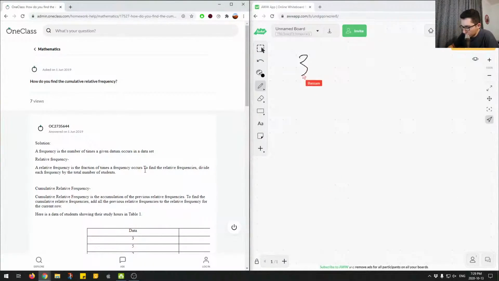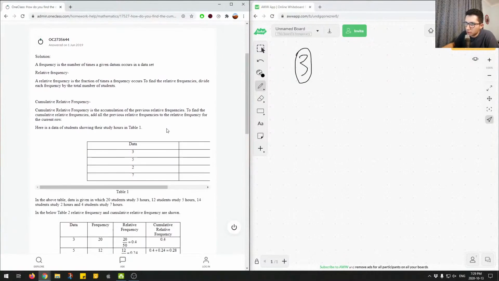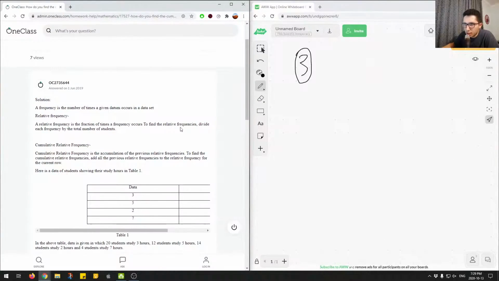Okay, so this is question number 3. The question is asking, how do you find the cumulative relative frequency? Let's go through what the junior tutor had for the solution, and then we'll go through how to get the correct answer.